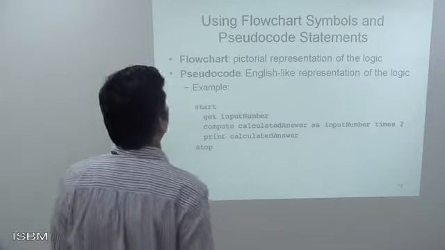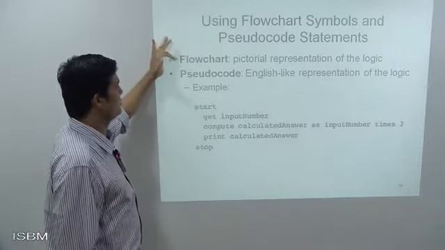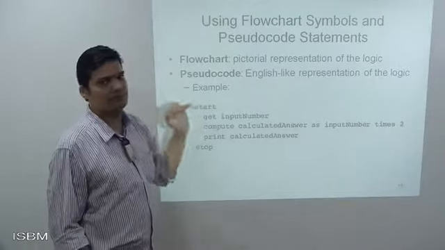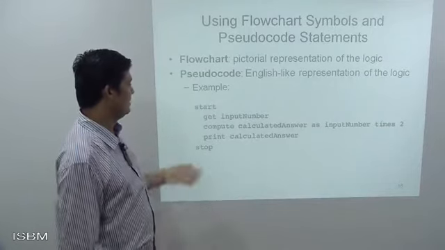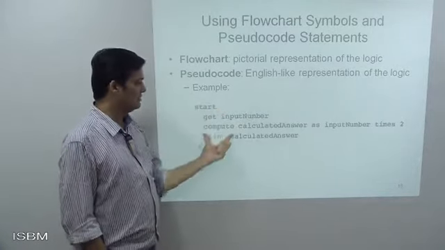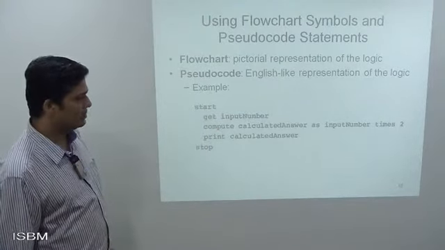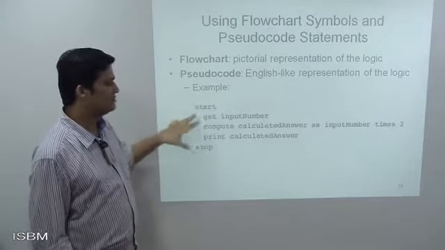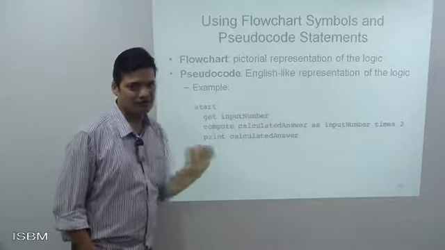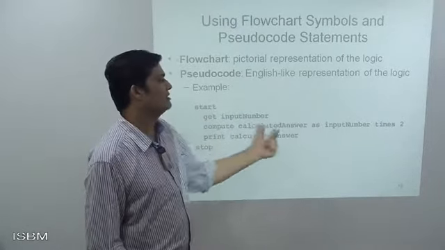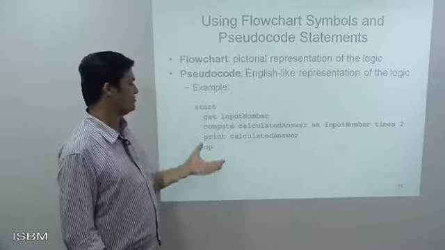Now, using flowchart symbols and pseudocode statements. A flowchart is a pictorial representation of logic, whatever you want. Pseudocode is an English-like representation of logic. For example, we write pseudocode like this: start, get input number, compute, calculate answer as input number times 2, print answer, and stop. We have written the statements here, not the code, in simple English, the way we would write code. This is called pseudocode.